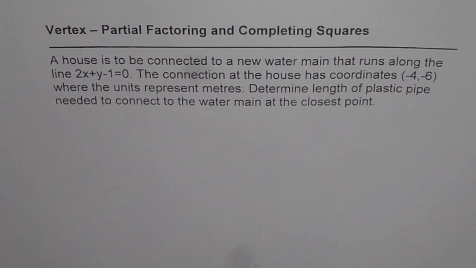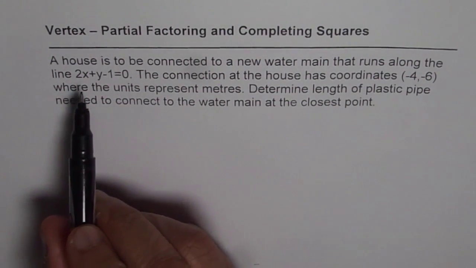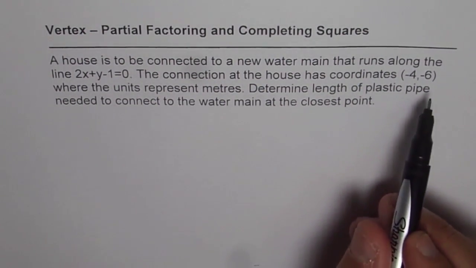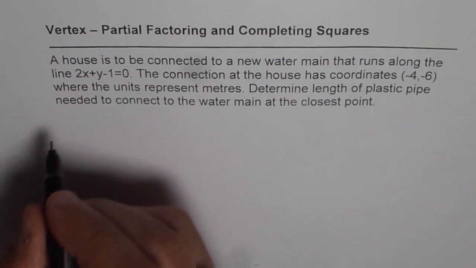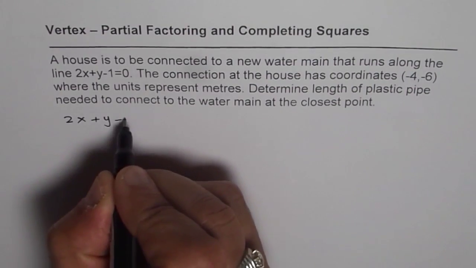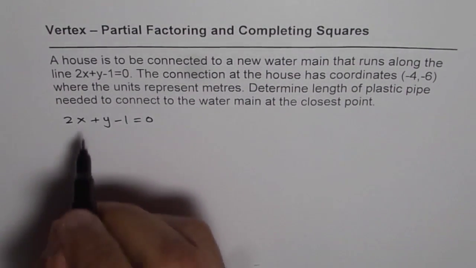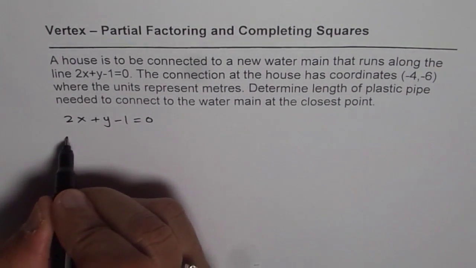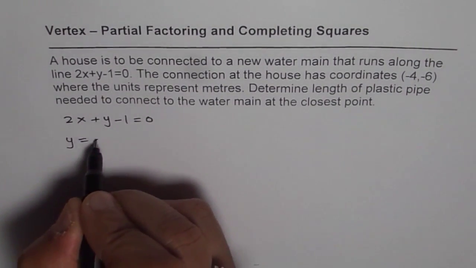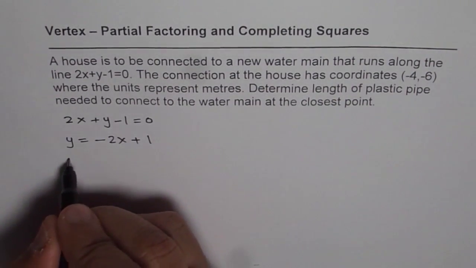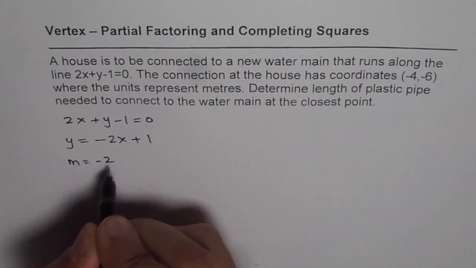So in such questions, what we need to do is find the shortest distance between the given line and the point. Let's look at the line equation which we have. It is 2x plus y minus 1 equals 0. Let us write it in slope-intercept form, which is y equals minus 2x plus 1. That means the slope of this line is minus 2.